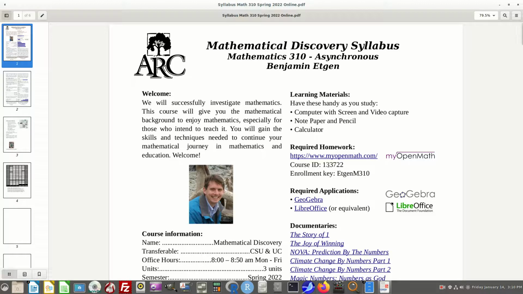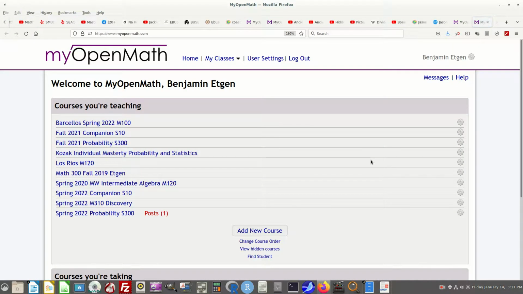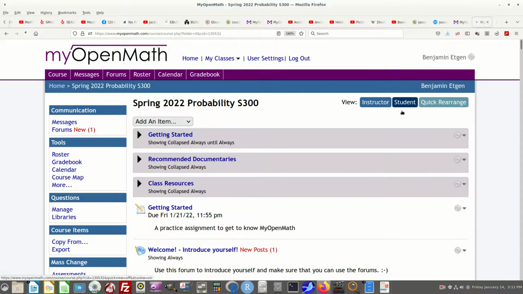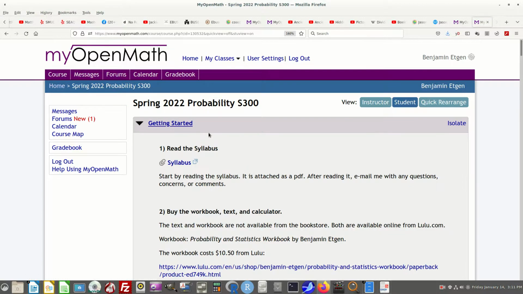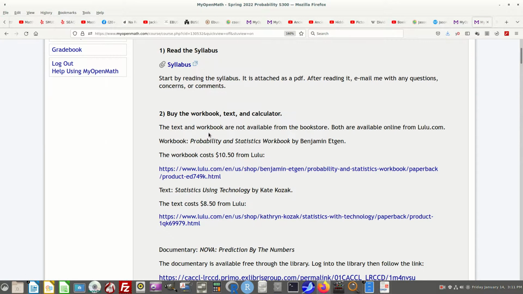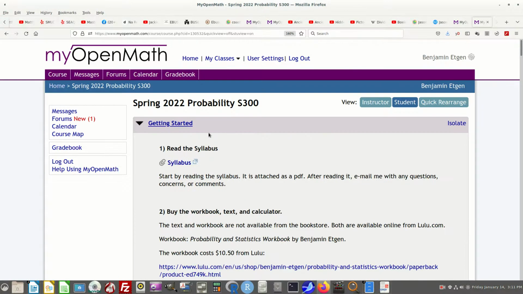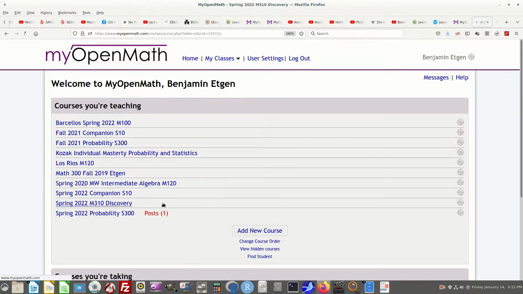Our required homework is in MyOpenMath. There's the course ID and the enrollment key. That's also on the login instructions that I've given you. Let's go to MyOpenMath and take a look. So this is the instructor side. Let's go into our course and then to the student side. There's a Getting Started file with the syllabus. Oh, this is the wrong course. Let's go into Discovery. There we go.